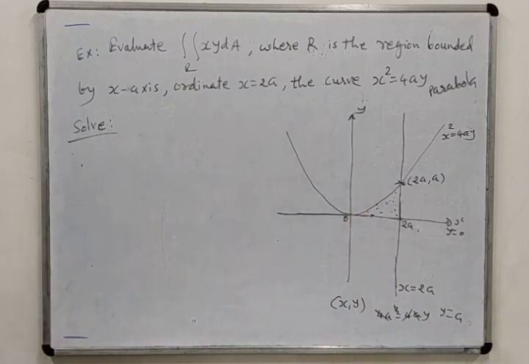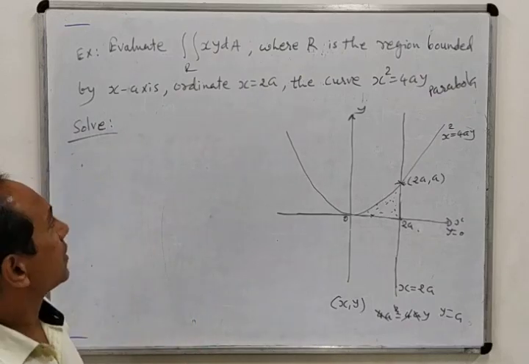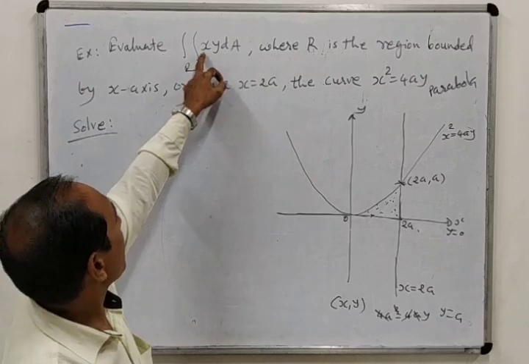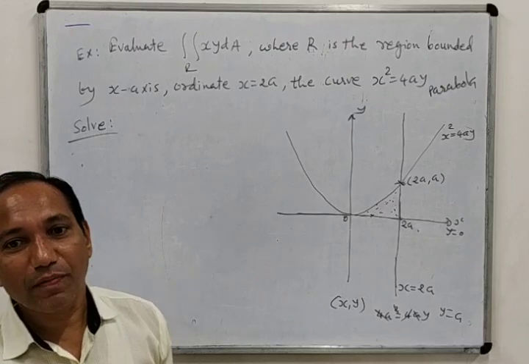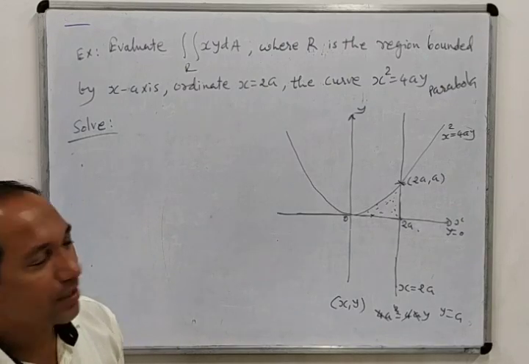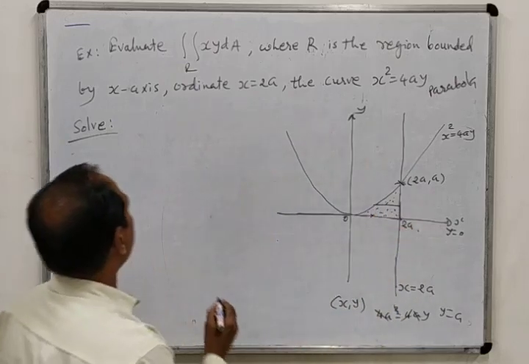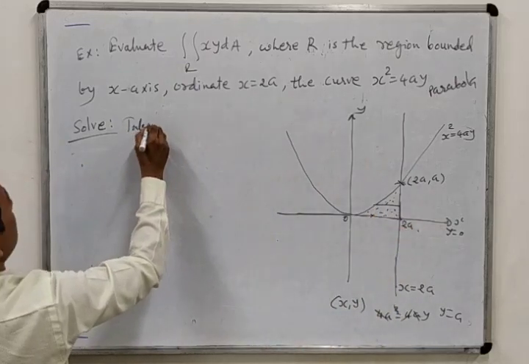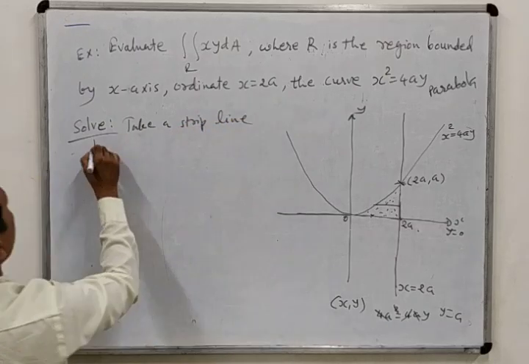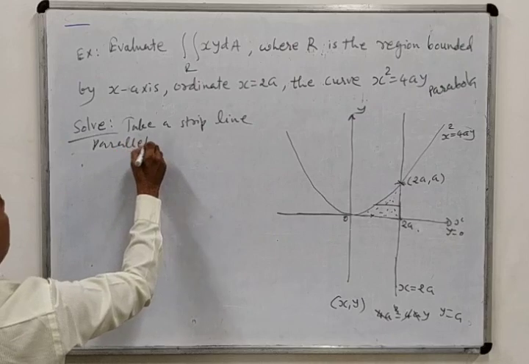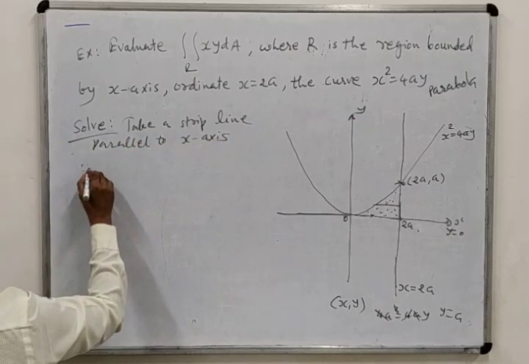Now, to determine the limits, first we focus on with respect to which variable it is easy to integrate. The function xy is given, so in both ways it is easy, with respect to x or with respect to y. So the best way is to take a straight line parallel to x-axis. Therefore, the limits are first x and then y.